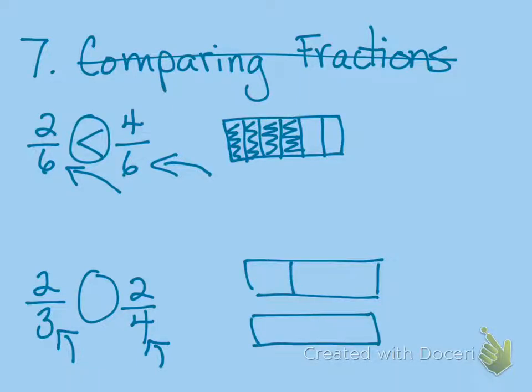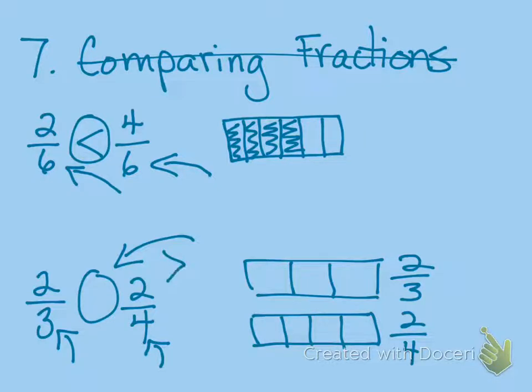On this one, we're going to divide it into thirds. This one's going to be the 2/3. This one is going to be the 2/4. So what I'd like you to do is color in both of those, 2 on the first one, 2 on the second one, and then write either your greater than or your less than sign in the circle. When you're all done that, you can continue on.